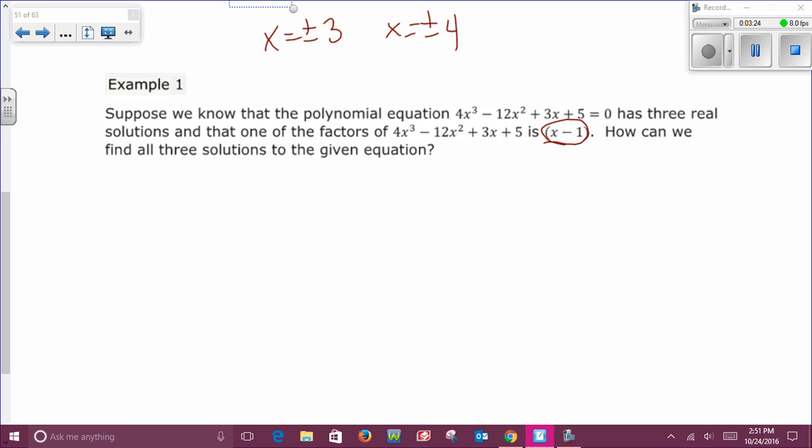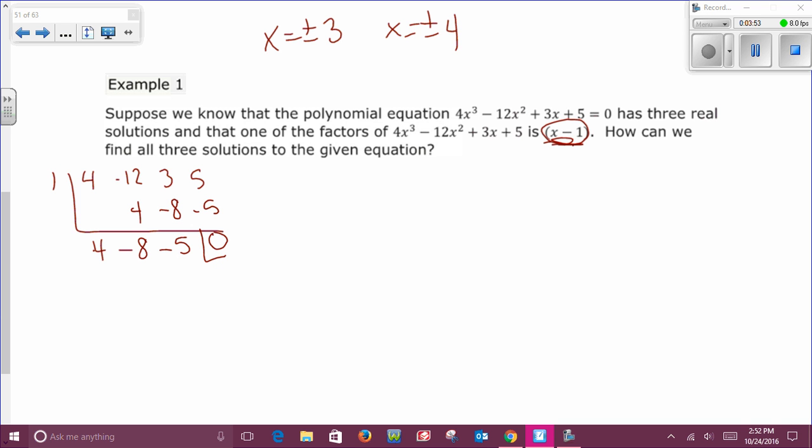So instead of using negative 1, remember we always have to change this one to its opposite. So it's 1 on the outside, and then on the inside it's 4, negative 12, 3, and 5. Bring down your 4. 1 times 4 is 4. Negative 12 and 4 is negative 8. 1 times negative 8 is negative 8. 3 and negative 8 is negative 5. 1 times negative 5 is negative 5. And that zeroes out. So that means, so far, we have x minus 1 as a factor, for sure.